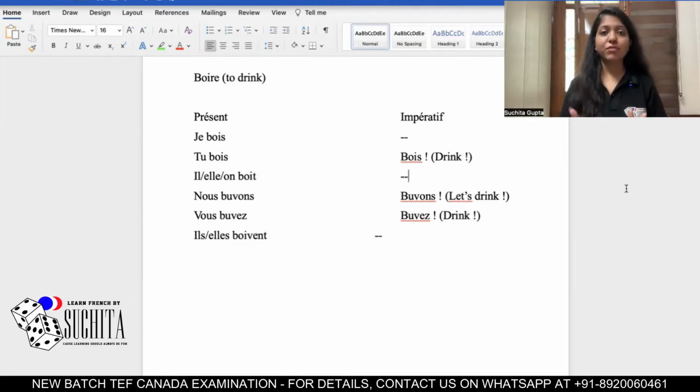Now, in imperative, with je, il, elle, on, ils, elles, it's not possible, so I have put a dash over there. Now, what do you need to do? You just need to remove tu, nous, and vous and write the verb as it is. So it becomes boire, which means drink, buvons, which means let's drink, and with vous, it is buvez. So boire, buvons, buvez. Drink, let's drink, drink.